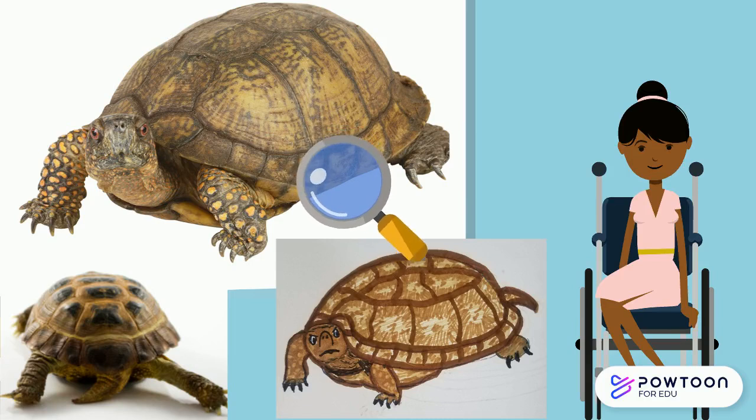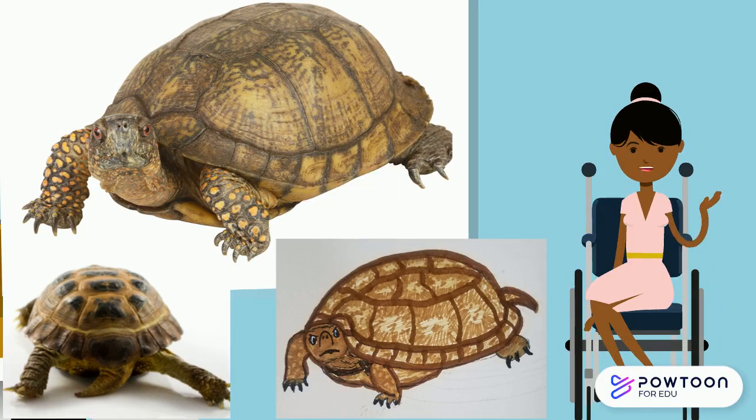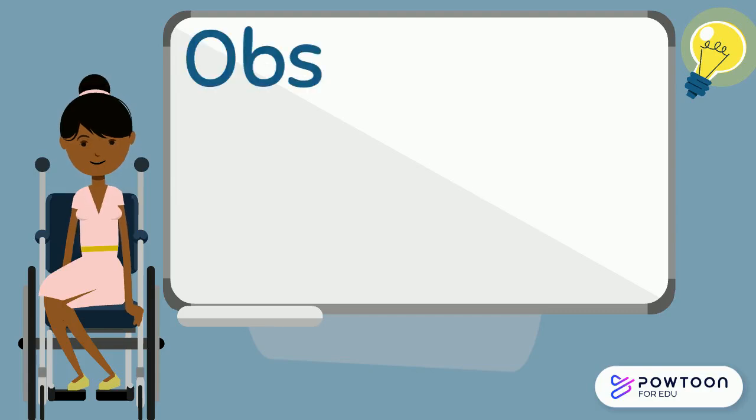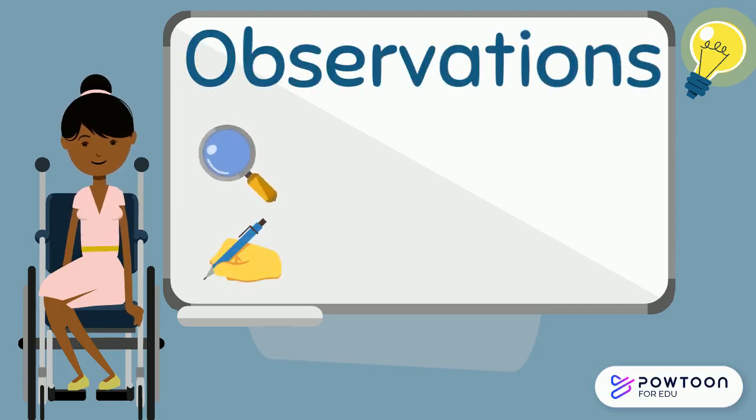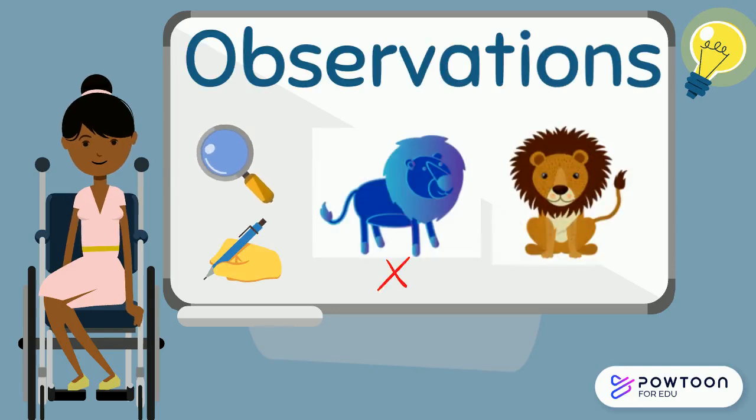You might notice that I did my best to make my drawing look realistic. It's not perfect, and that's okay, but I drew it as best I could, and the colors match the colors of the tortoise in the photo. When scientists make observations and drawings, it's important that the parts are the right color, size, and shape.